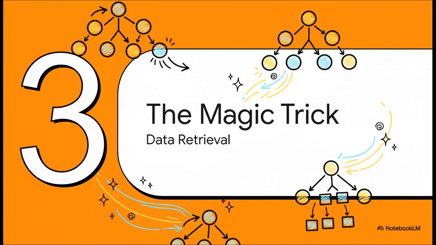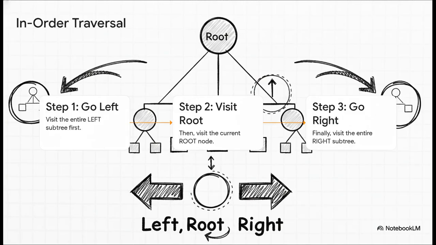Okay, so we've built this cool-looking structure. So what? What's the point? Well, this is where the BST performs its real magic trick. It has this way of reading the data back out, and the result is honestly brilliant. This trick is called in-order traversal. And the logic is so simple, you're gonna love it.